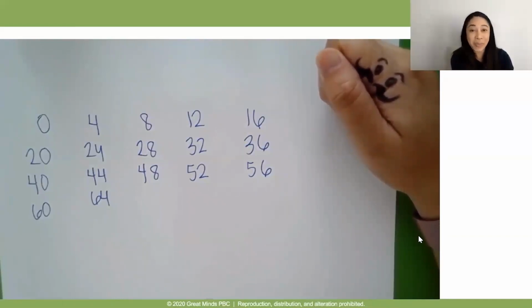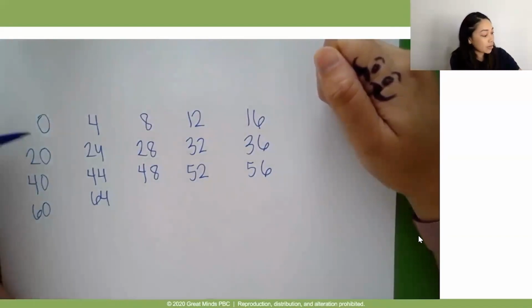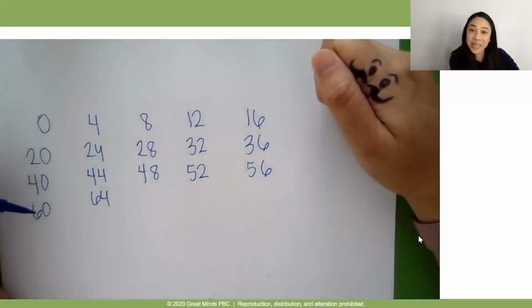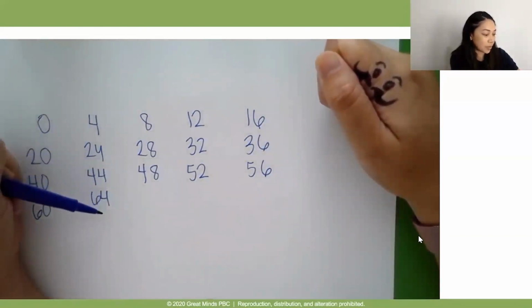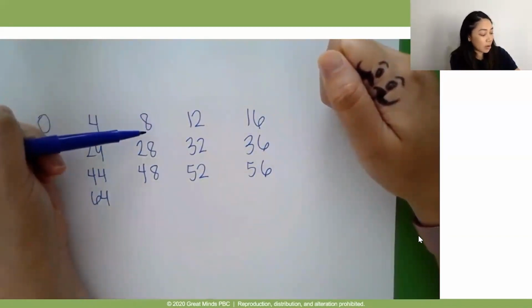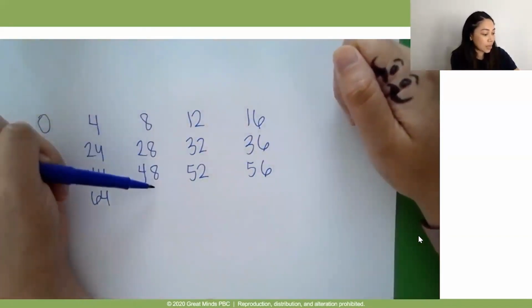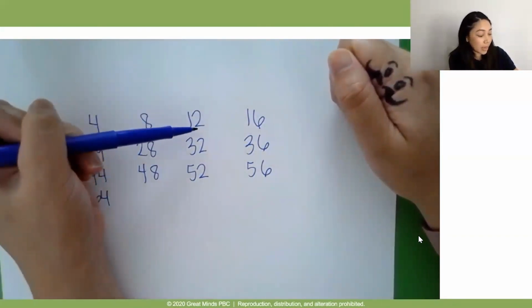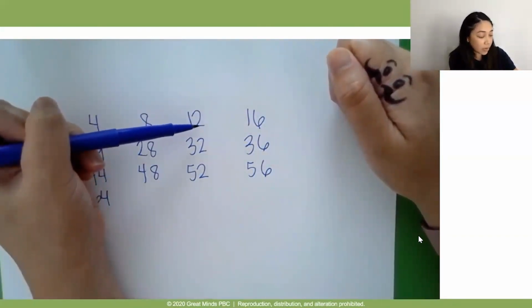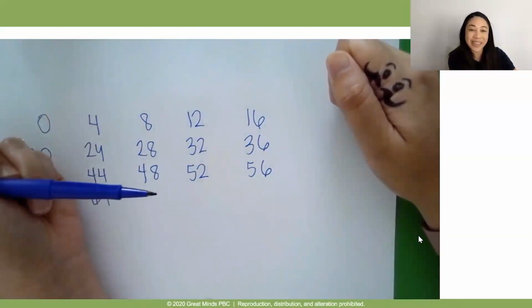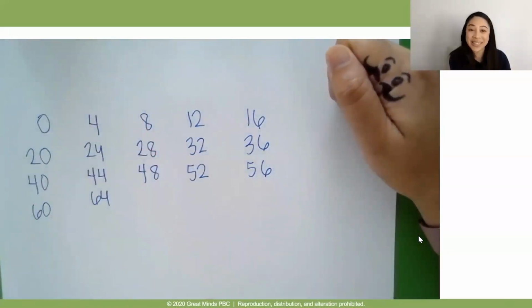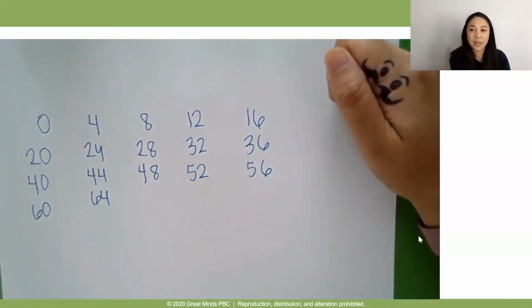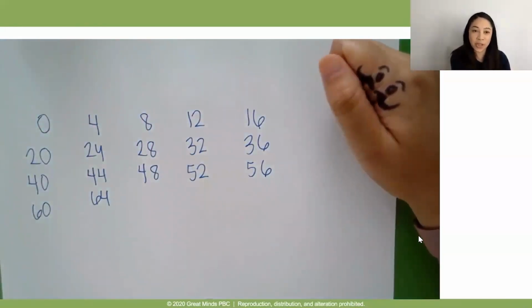I noticed that there was a pattern. All of the numbers here in this first column have a 0 in the ones place. In the next column, the second column, all of them have a 4 in the ones place. Here, all of the numbers have an 8 in the ones place. In the second to the last column, all of the numbers have a 2 in the ones place. And in the last column here, all of the numbers have a 6 in the ones place. That is a great observation.